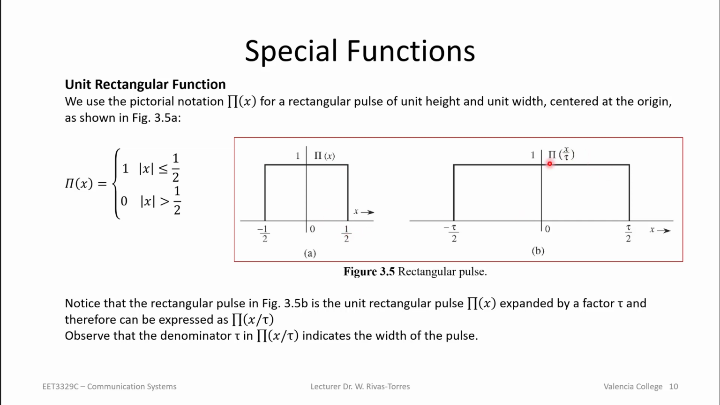By the way, for the rectangular pulse, whenever you expand the signal, that means you're expanding whatever this tau value is. That's how much you expanded the signal. That'll be the width of the signal.